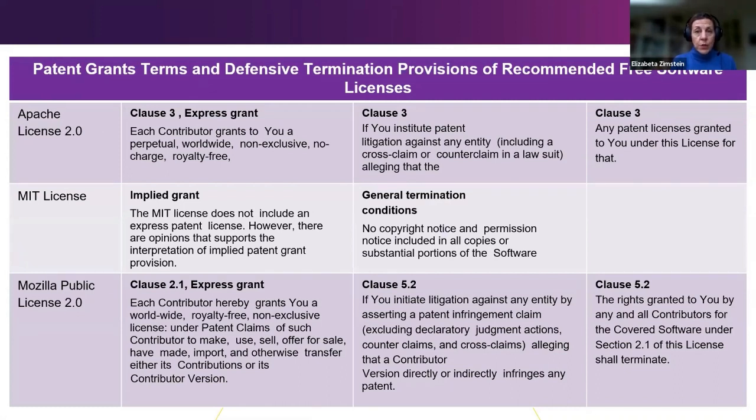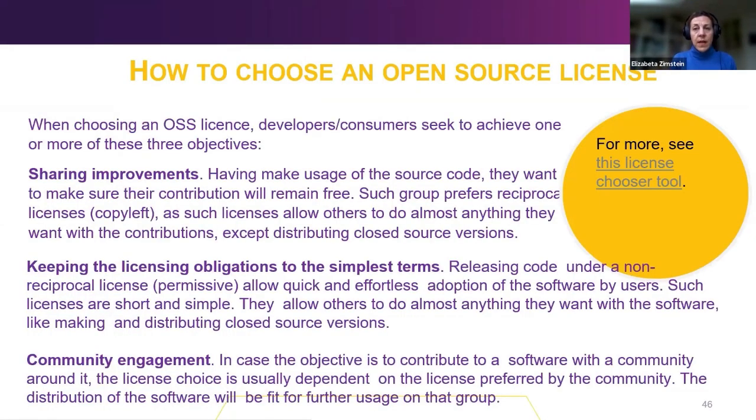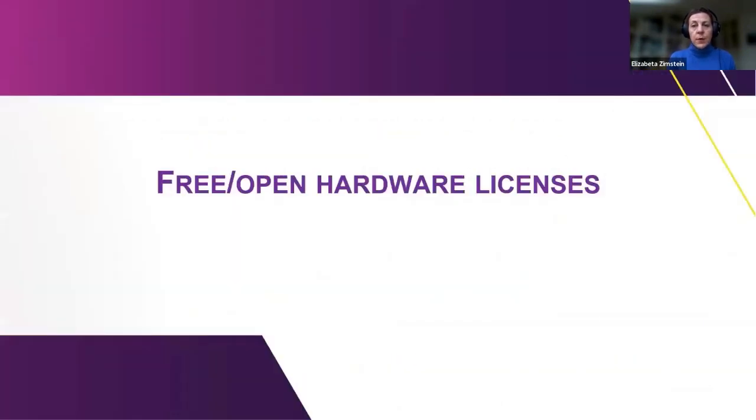So, how to choose an open source software license? We advise you to use the license chooser tool. The link to it is in the yellow circle on the right side. You can share the most suitable license according to your preferences regarding the sharing of improvements, keeping the license simple, and community engagement. Let's move to the open hardware licenses.